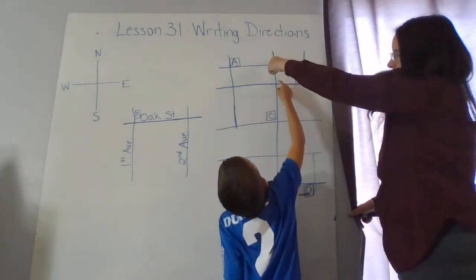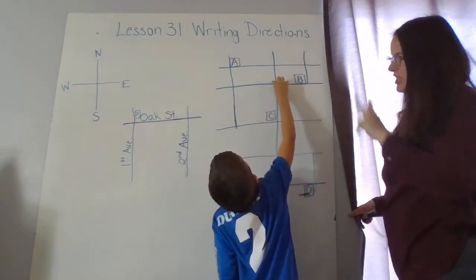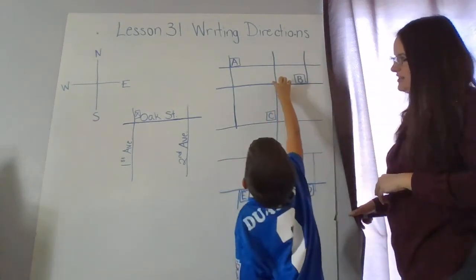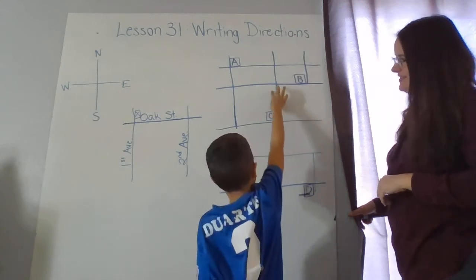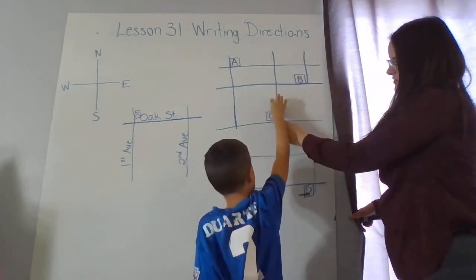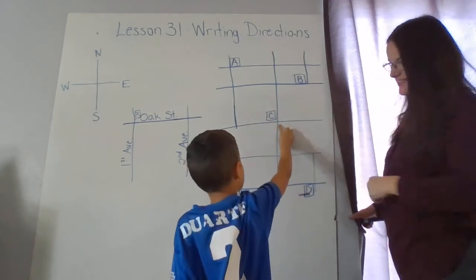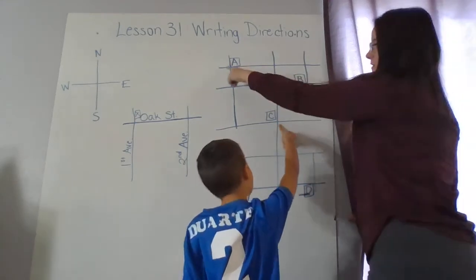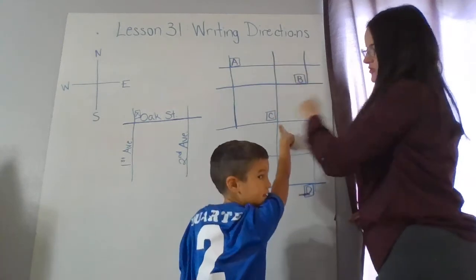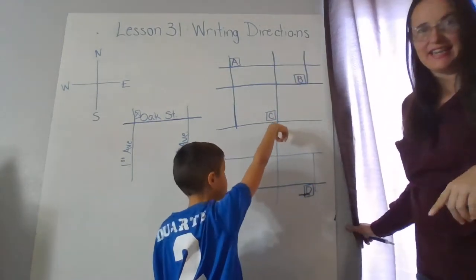From here, travel south 2 blocks. That's 1 block. So the second block will be all the way down to this intersection. So where are you at? C. You're at C, yeah. You went east 1 block and south 2 blocks and you made it to C.